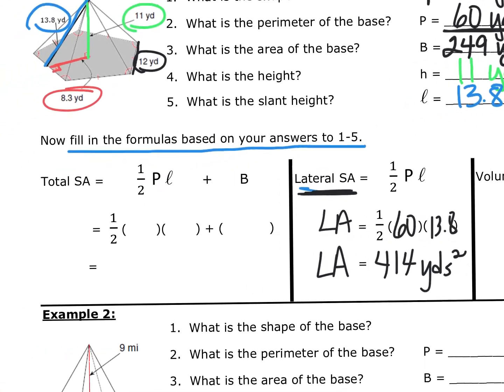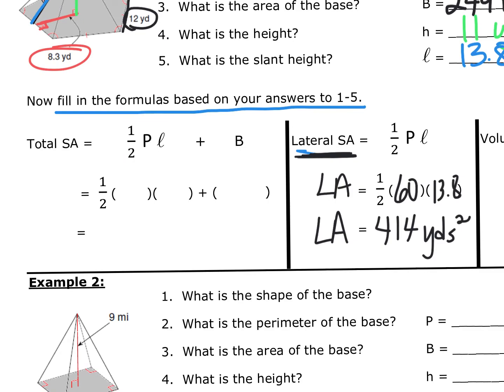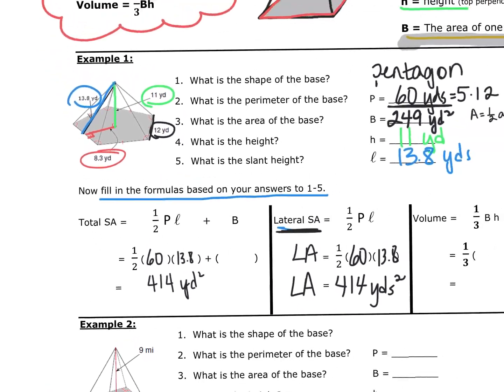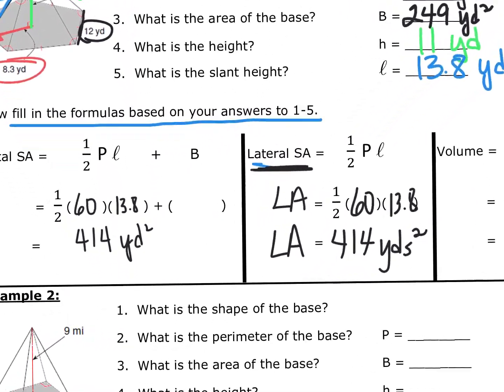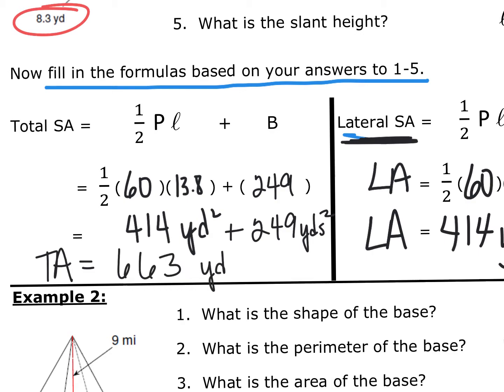Okay, let's do the total surface area now. So we have our 1/2 PL, and I'm just going to go ahead and fill this in. Our perimeter was 60, and our slant height is 13.8. But we already know that's 414 yards squared. And now we have our base. Our base is 249 yards squared. Okay, so that adds up to a total surface area of 663 square yards.